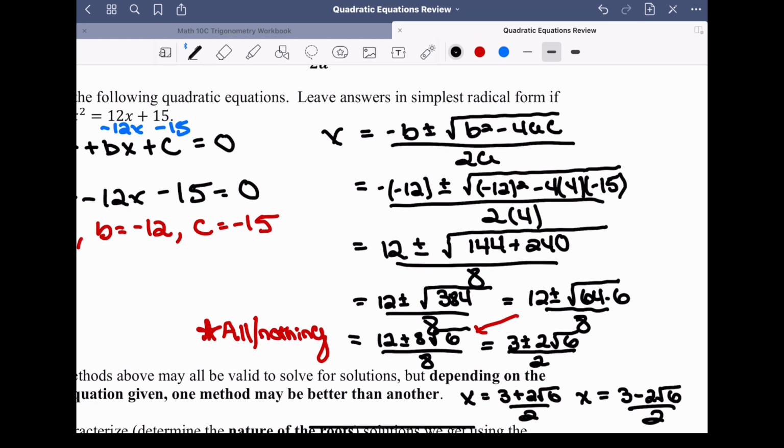Those are my two solutions according to the quadratic formula, and I could simplify them. I can't simplify them anymore from there because we've already reduced the terms, including simplifying the radical. So those would be our two roots of our equation.